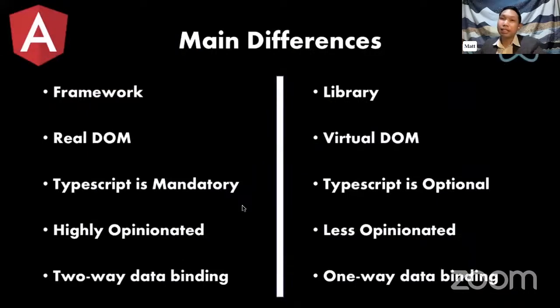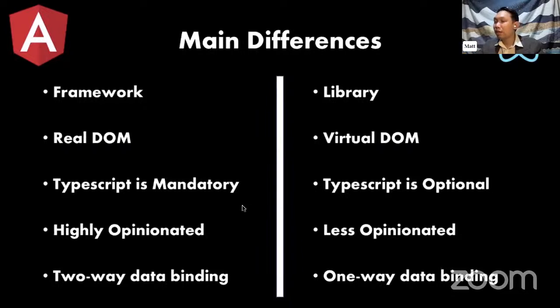Now, let's look at the differences in terms of the technologies, okay? So these are the technical differences. Angular is a framework, while React is a library. And Angular uses the real DOM, while React uses the virtual DOM. The real DOM is the document object model. It's the one that we're manipulating if we want to show different views, different structures. While the virtual DOM creates a copy of the real DOM, and React is manipulating the virtual DOM. And then it syncs to the real DOM, which is a process that's called, I think, reconciliation.